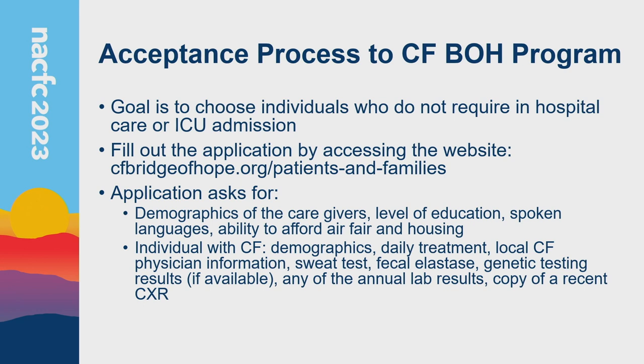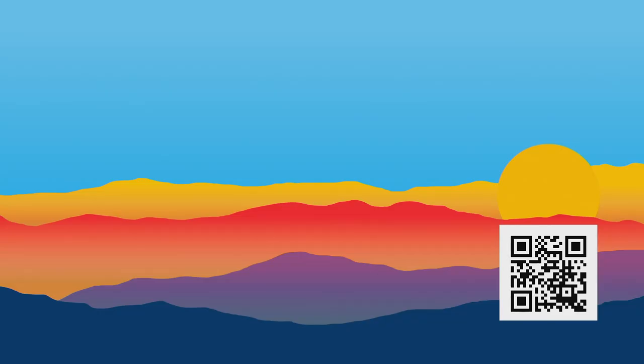So families fill out the application, and that's the website. In that application, we ask demographics of the caregivers, level of education, spoken languages, ability to afford airfare and housing. And regarding the individual, we ask about demographics, daily treatments, local CF physician information, sweat tests, fecal elastase, any genetic testing if available, any annual labs, and a copy of a recent chest radiograph. So that's the QR code for the site.